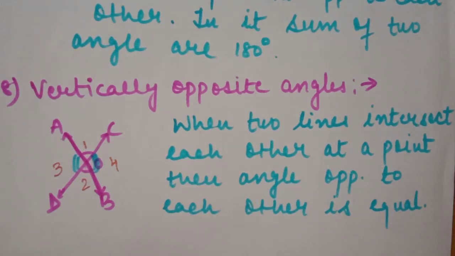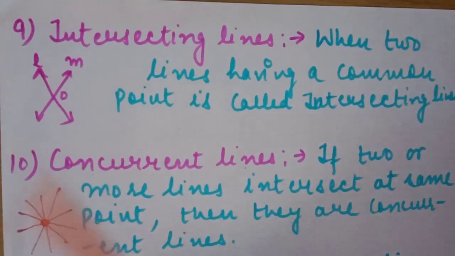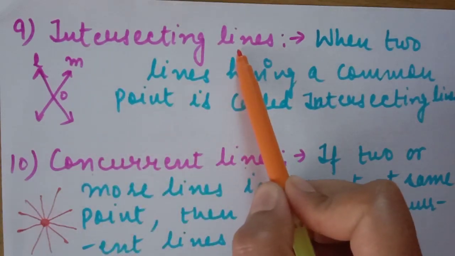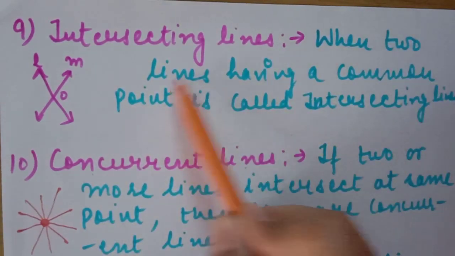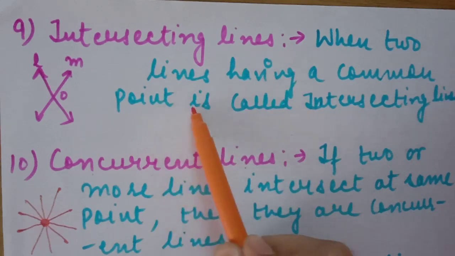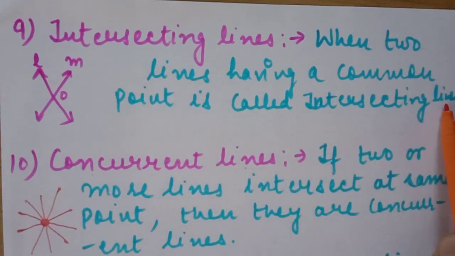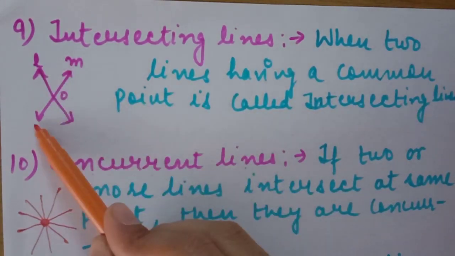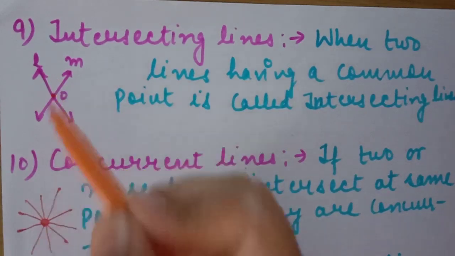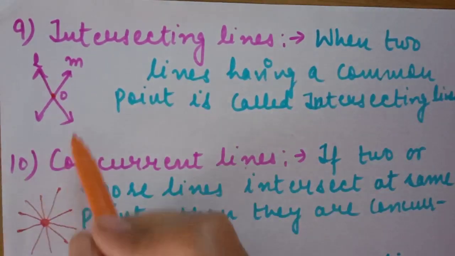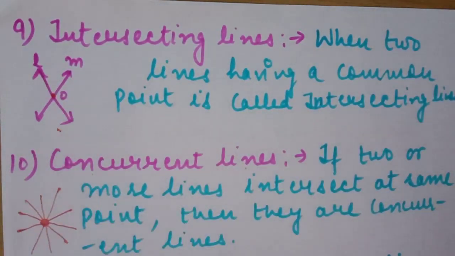Next definition is intersecting lines. Two lines having a common point are called intersecting lines. When two lines intersect each other at one common point, we call them intersecting lines.